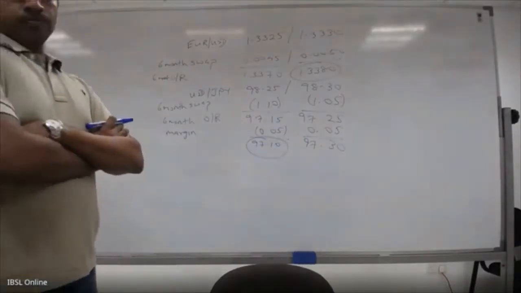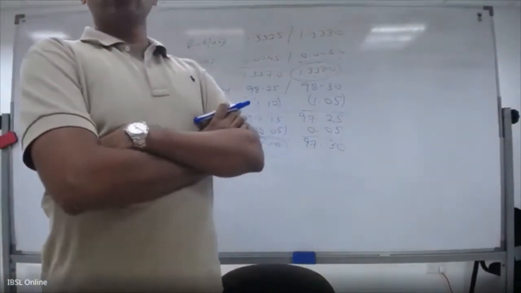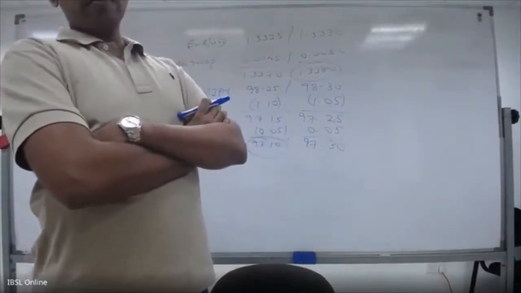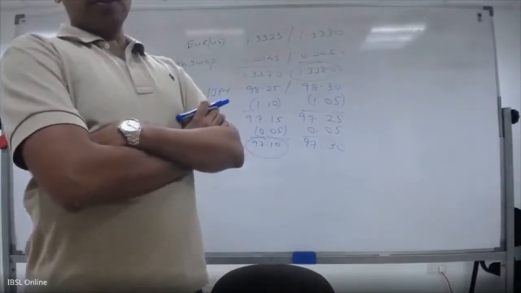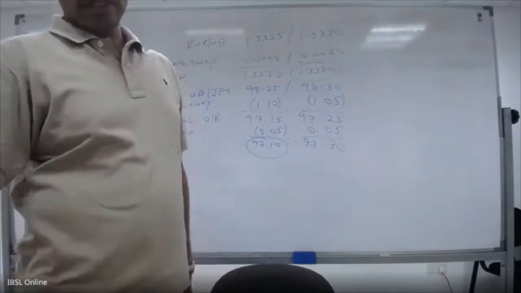Question number 3. Dollar rupee 133.25, 30. 6 months swap point 270, 75. At what rate can you sell 6 months dollars?